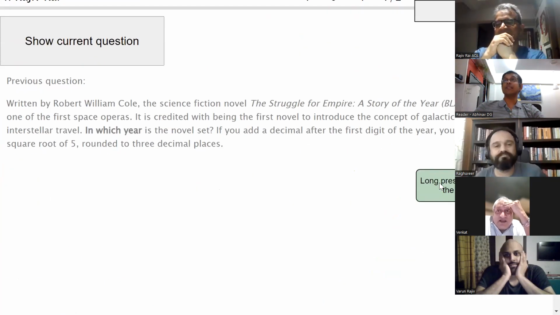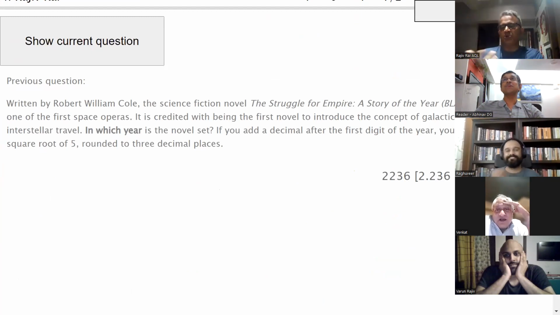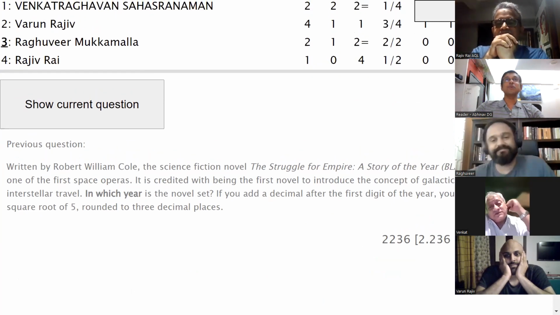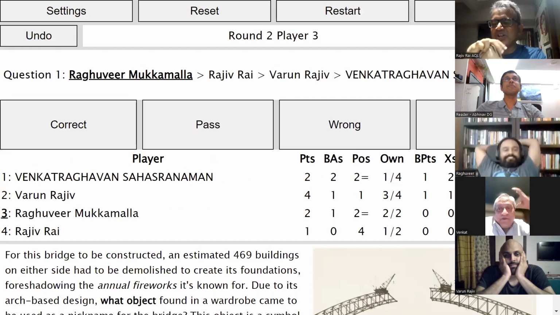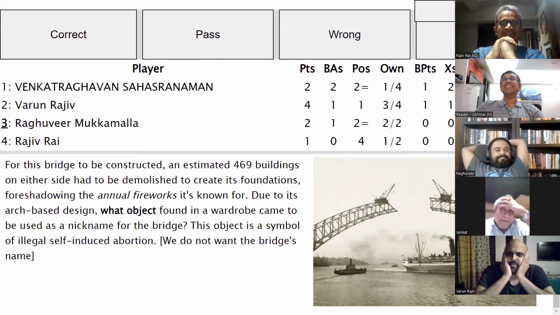Although you got the first and the last digits right, it is 2. The second has to be 2, no? 2.2. After that, I didn't know. 2236. 2236 is the year. And Raghuveer, negative points to end up. Varun for giving a very wrong answer? No. Minus 1. All right.